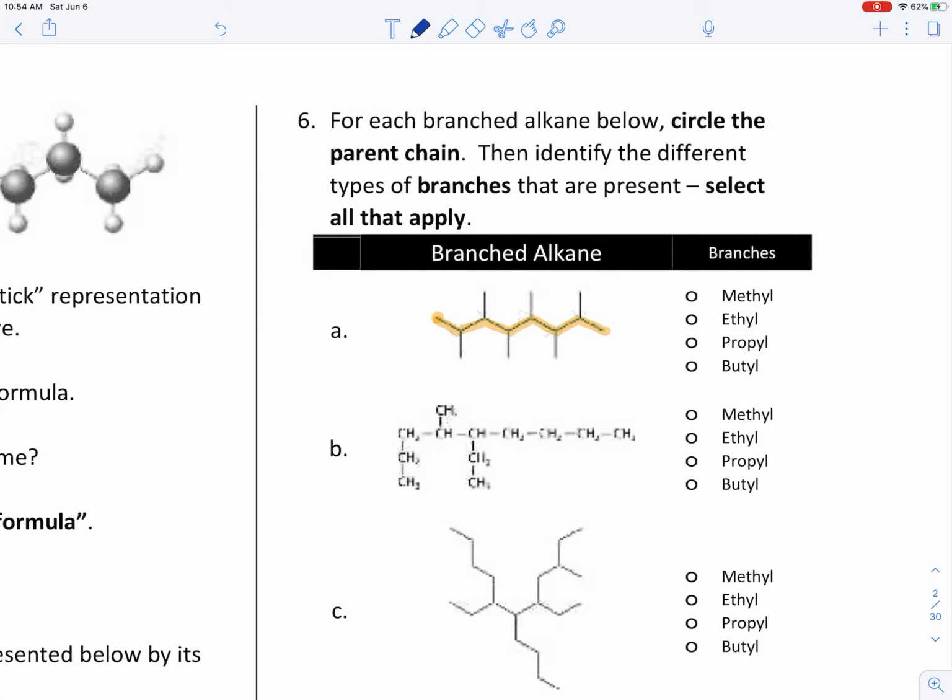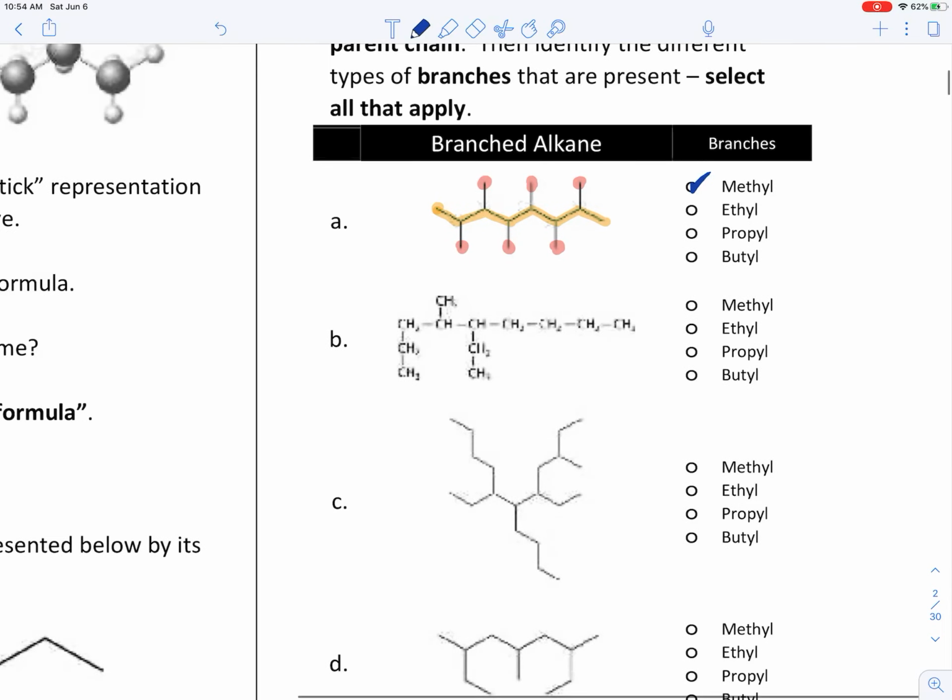Now the branches are these things that are coming off of the parent chain. So we have one here, here, here, here, here, and here. All of those branches have just one carbon, and that means those are all methyl branches.